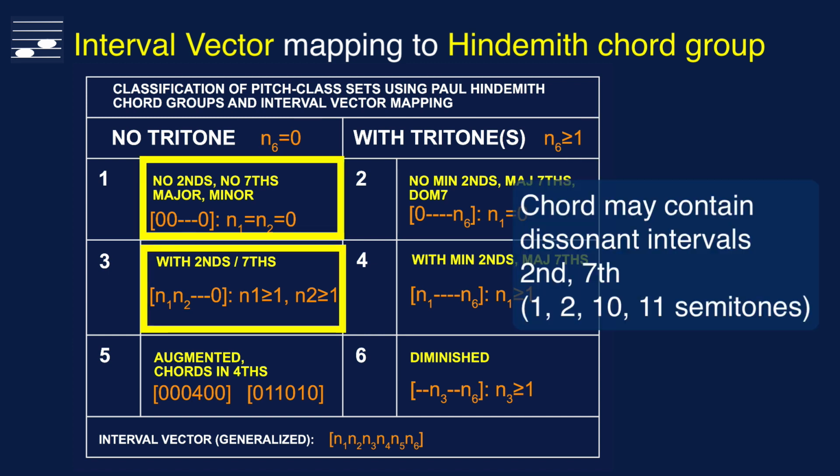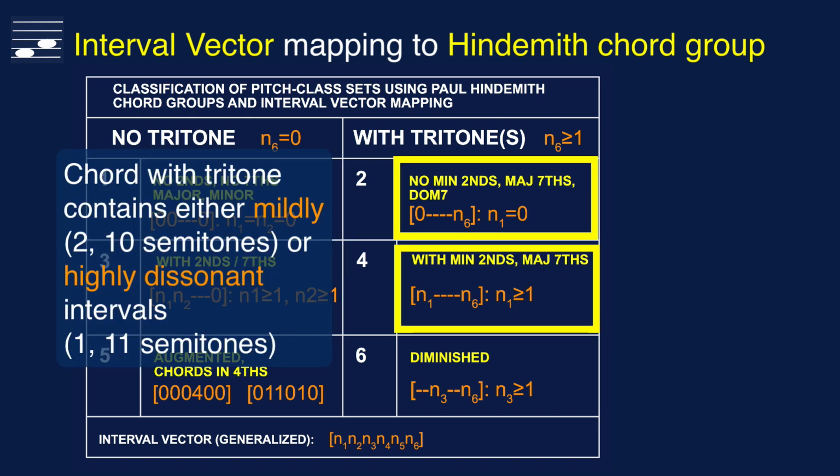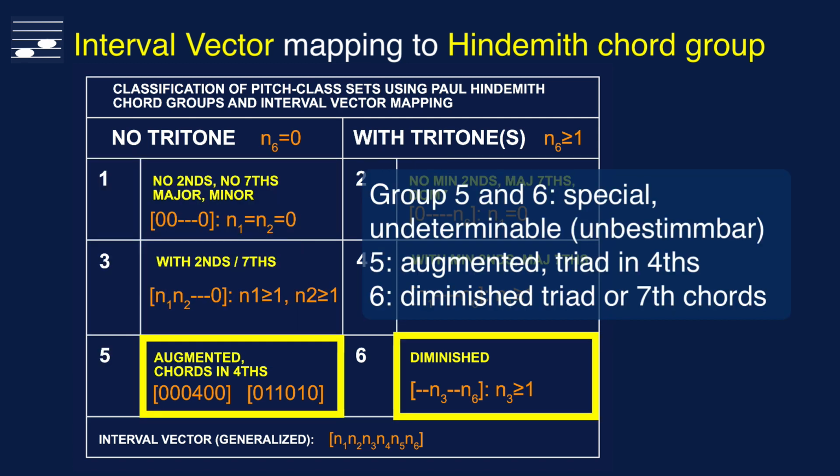The non-tritone chords are then subcategorized depending on the presence of dissonant seconds or sevenths. We therefore must look at the value of N1 and N2. In the tritone chord main category, we separate the mild dissonance group 2 from the sharp dissonances in group 4. In the former case, the value of N1 must be 0. We find the special chords in group 5 and 6.